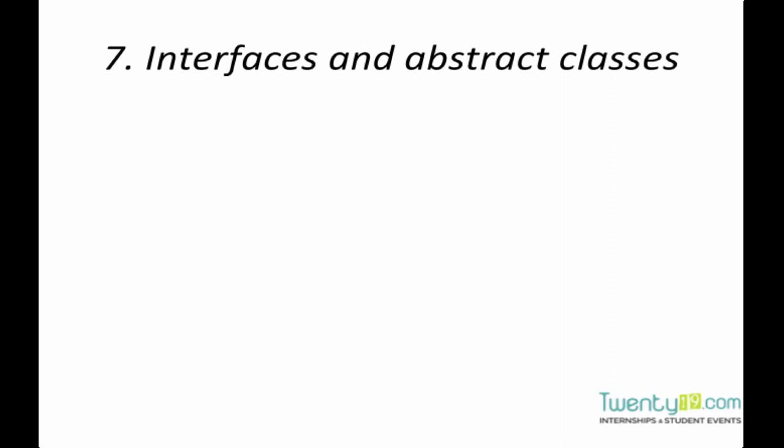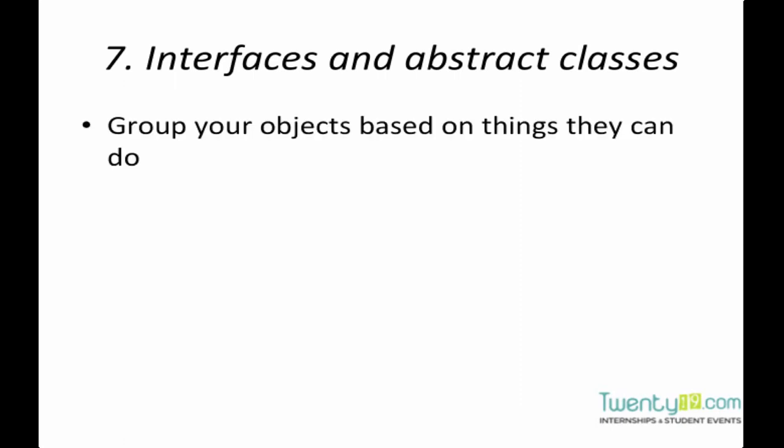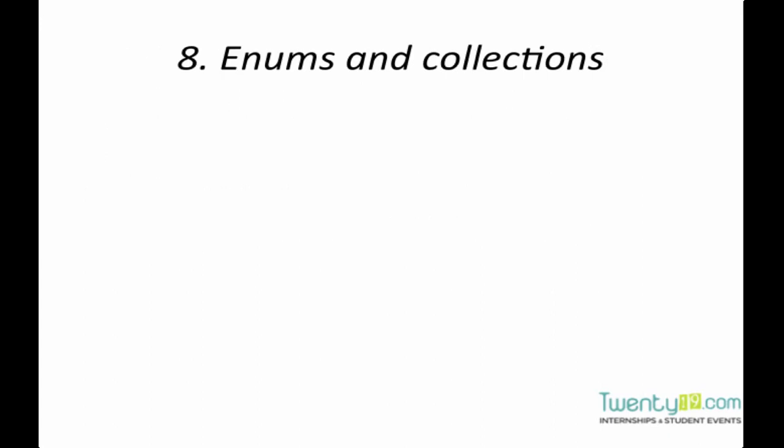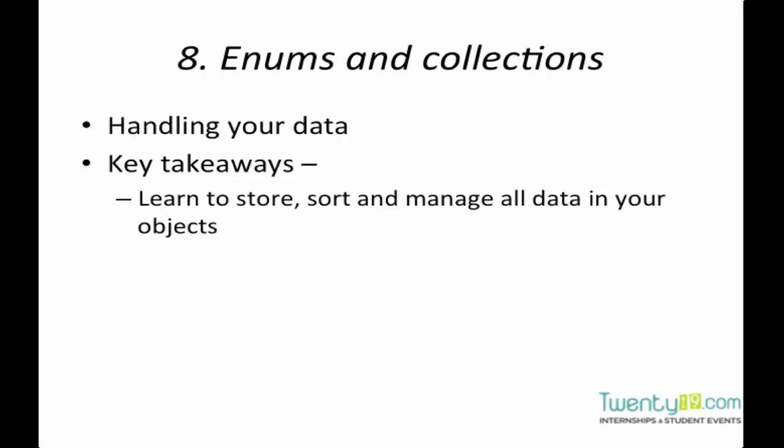Interfaces and Abstract Classes. You're going to learn how to group your objects based on the things they can do, based on the capabilities of your objects. The key takeaways are that you're going to learn how a class should fulfill an obligation. Enums and Collections. You're going to learn how to handle your data. The key takeaways of this chapter are to learn to store, sort, and manage all the data in your objects.